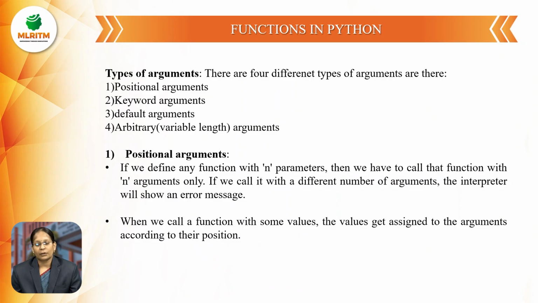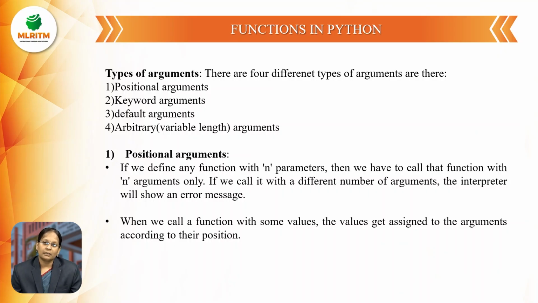Then the types of arguments. There are 4 types of arguments in Python: positional arguments, keyword arguments, default arguments, and arbitrary or variable length arguments. First one is positional arguments. If we define any function with n parameters, then we have to call that function with n arguments only. If we call it with a different number of arguments, the interpreter will show an error message.